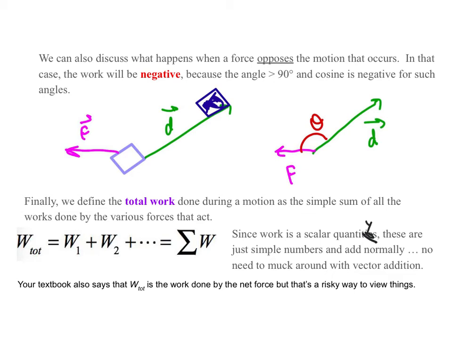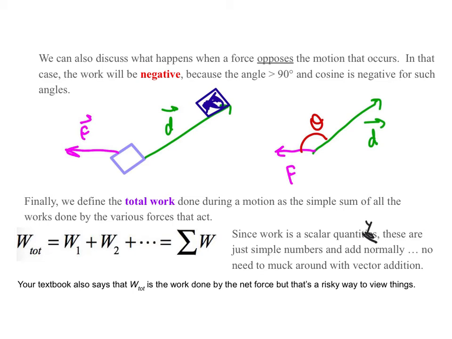The textbook also likes to say that total work is the work done by the net force, but that can be risky because it can be hard to figure out what the displacement involved is. For point particles, it's pretty simple. It can only be one displacement. But for extended objects, different parts can go through different motions, and therefore the displacements they take could be non-trivial.